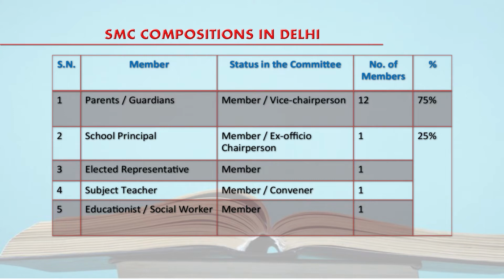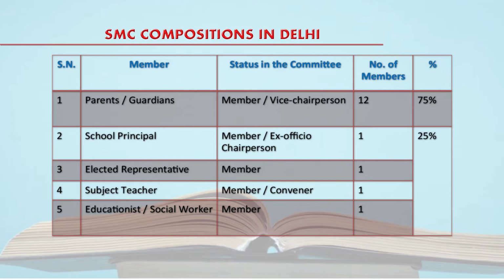Total member will be 16, out of which 75%, 12 members, will be either parents or guardians, and another 25% members, that means the school principal will be a member. The school principal will be the ex officio chairperson of the school management committee. Then further, an elected representative, at least one member at the local government level, at the panchayat level. Then the subject teacher, member or convener. So the subject teacher will be the convener, one of the members and the convener of the SMC.